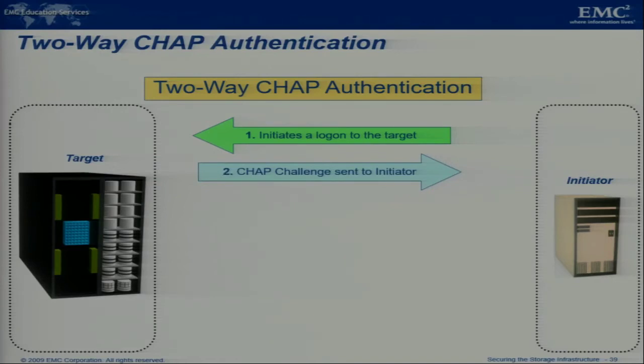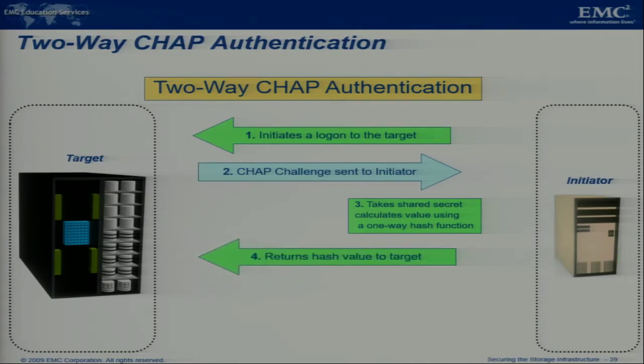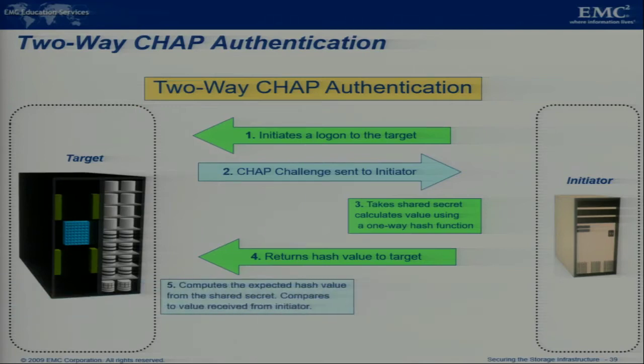So when login happens, a chat challenge is sent. A chat challenge is nothing but a secret key which is shared between the two nodes. Then the shared value is taken and it is encrypted using a hash function. Here in this case, an MD5 algorithm is used to encrypt it. Then the hash value is returned to the target, which compares the hash value. If the hash value matches, authentication is acknowledged.